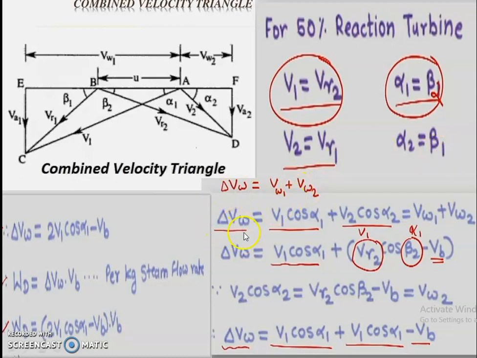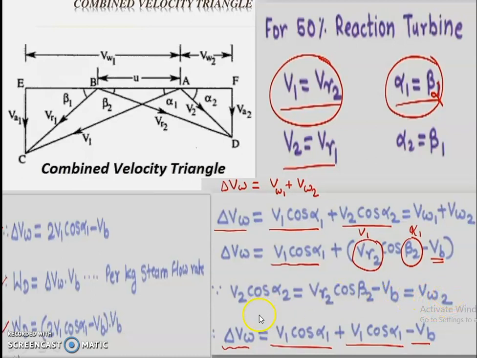Finally we get delta VW is equal to V1 cos alpha 1, which is the whirl component, trigonometrically the tangential component VW1. Then VW2 is V2 cos alpha 2. Finally we get VW1 plus VW2. Again we write the expression delta VW is equal to V1 cos alpha 1 plus V2 cos alpha 2, where we replace V2 cos alpha 2 with VR2 cos beta 2 minus the blade velocity. From inlet to outlet there will be friction, denoted by VB. Therefore V2 cos alpha 2 is equal to VR2 cos beta 2 minus VB, equal to VW2.